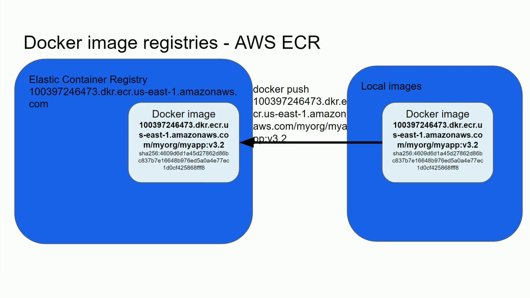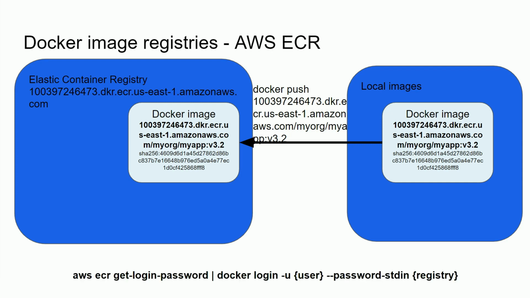Amazon's AWS also has support for Docker registries through its Elastic Container Registry, or ECR, service. It works the same as any other private registry, with its own registry hostname, which tends to be fairly long. It also requires a Docker login, but you need to obtain the password differently, so you'll often see it used in conjunction with AWS's get login password command.